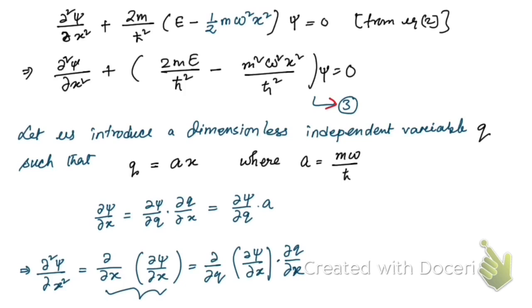In this case, if you replace this value, and this one can be replaced by A, then you will have del by del q of del psi by del q into A. Then again this is replaced by A. Now if you simplify this, let me copy this step and take a new slide.